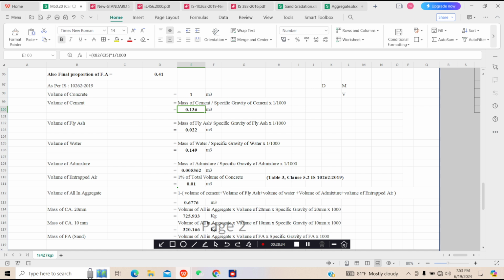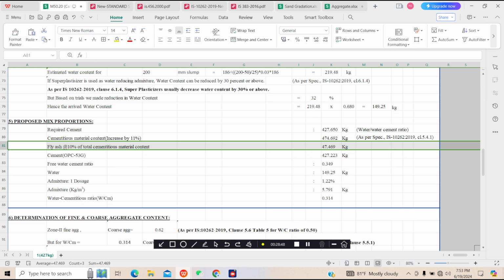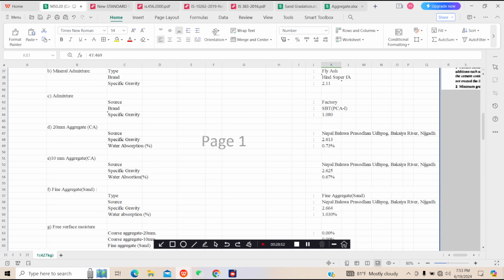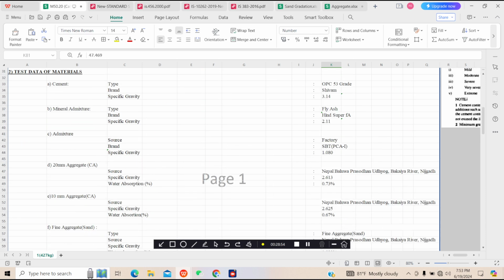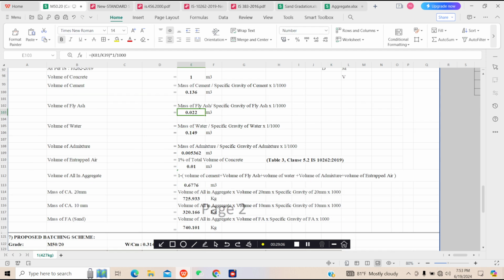Same is the case with the volume of fly ash. We will divide mass by density. Density and specific gravity are almost the same. So the mass of the fly ash here we can see is 47.469 kg, and the specific gravity of fly ash, that is the mineral admixture, is 2.11. So if we divide mass by density, we will get 0.022 cubic meter.